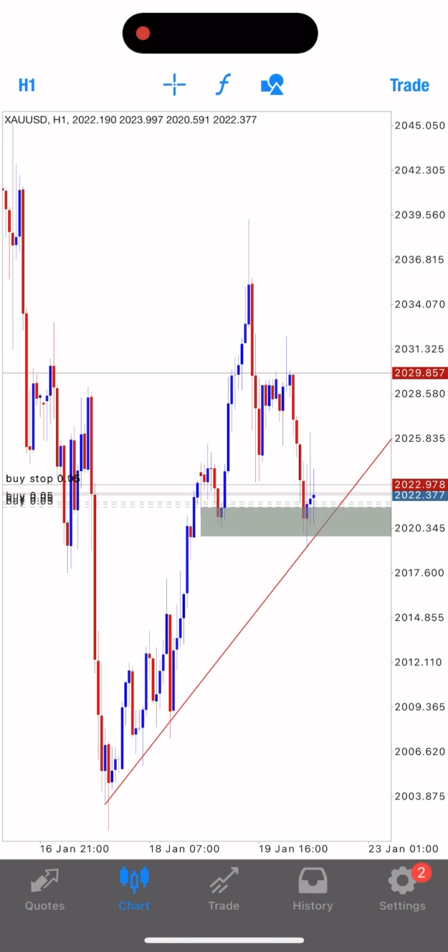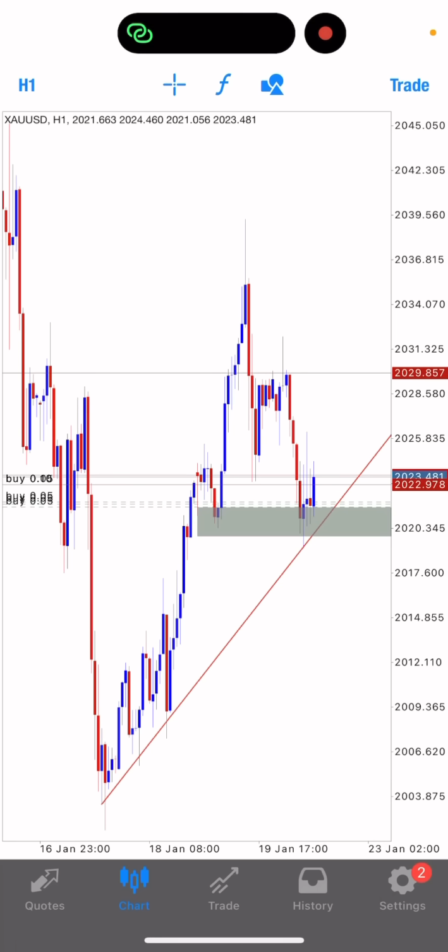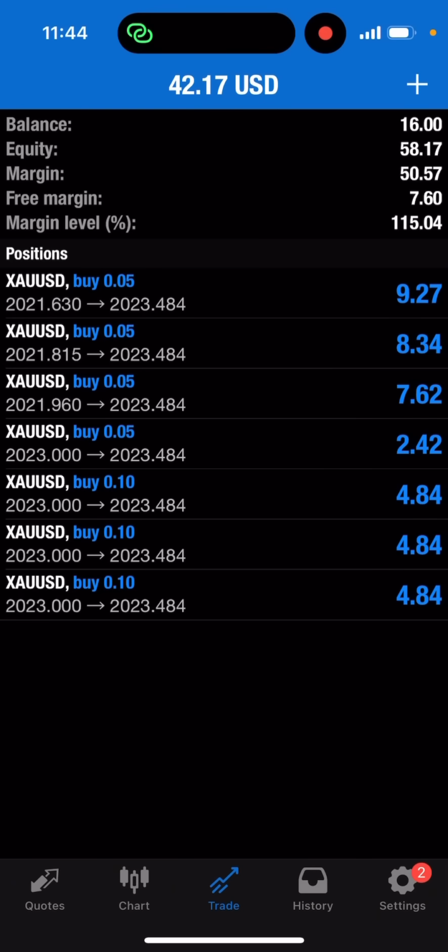A few moments later. So guys, here is my ZAR USD trade. The buy stop orders got triggered and then everything is now running over $60 profit right now. $60 plus right now.